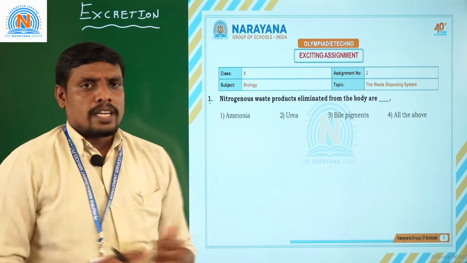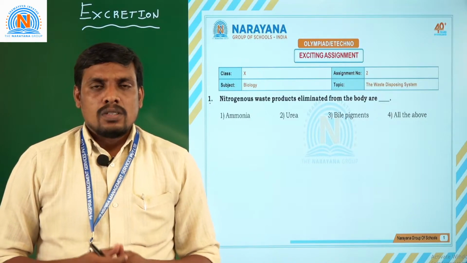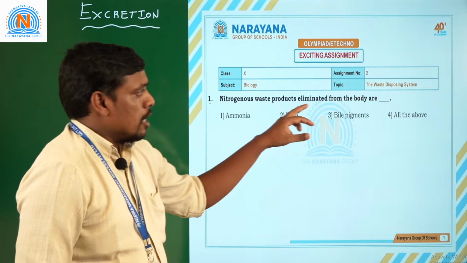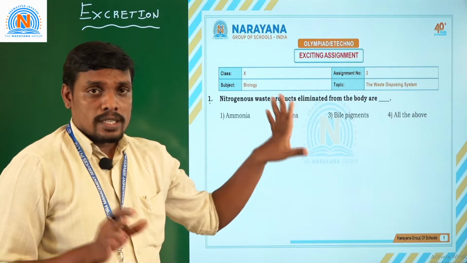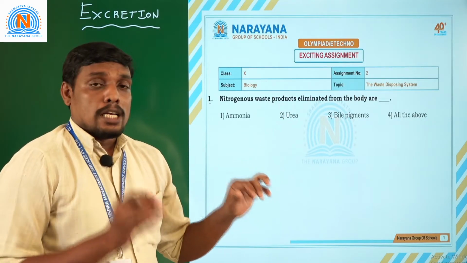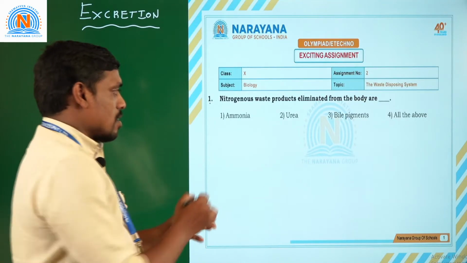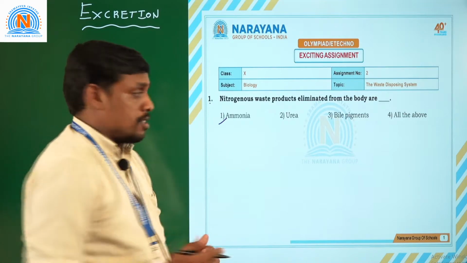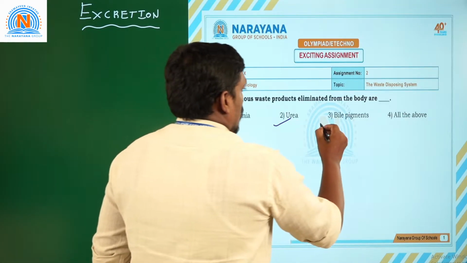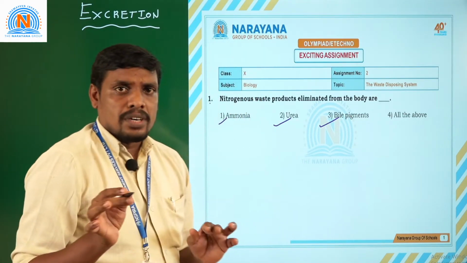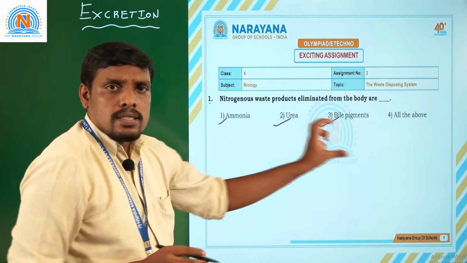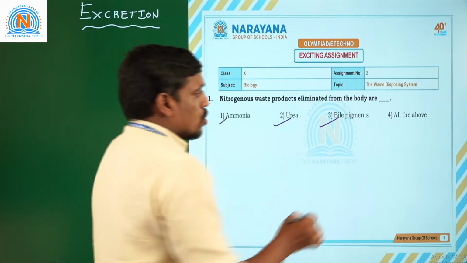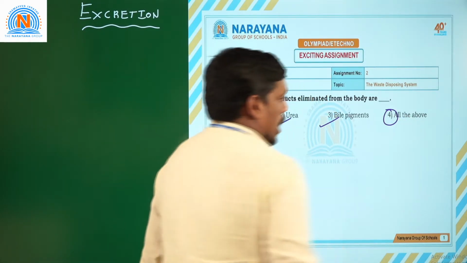In this session, I would like to discuss the assignment key. Students, first question: nitrogenous waste products eliminated from the body are. What are the nitrogenous waste products eliminated from our body? If you take ammonia, that is a nitrogenous byproduct, whereas urea and bile pigments that are coming from the liver, generally all these are very good examples of nitrogenous byproducts. So, the correct option is all the above.